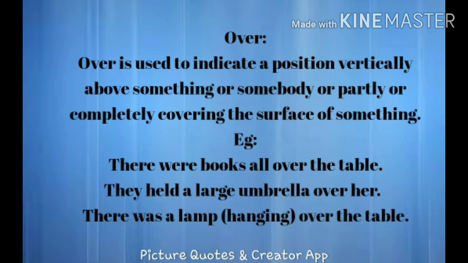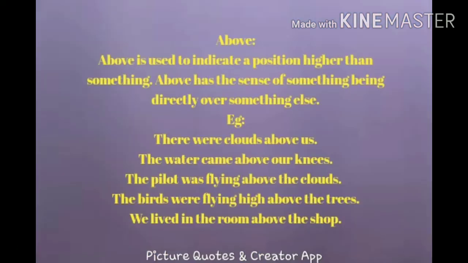One more time I am going to tell you, you have to remember one thing. If you want to use over, it means vertically above something or somebody, the same meaning as above. But the thing you have to keep in mind is that it partly or completely covers the surface. In such cases, you have to use the preposition over. The next preposition is above. I have already told you about above.